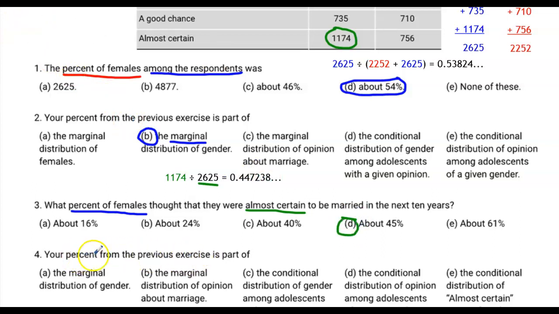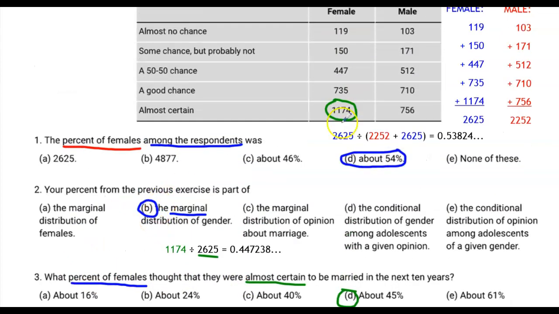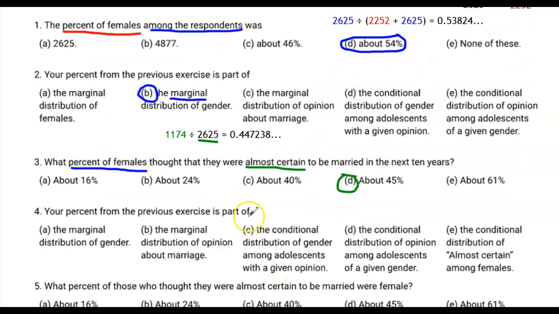Now for this next question, the percent from the previous exercise, we've taken females and we've broken them down. We've broken that specific category of females down into certain conditions, almost no chance, some chance, etc. So if we've broken down into conditions, we're no longer talking about marginal distribution. We're now talking about a conditional distribution. So if you recall in question 3, it asked what percent of females. So we're talking about a conditional distribution of gender. We're not talking about of opinion.